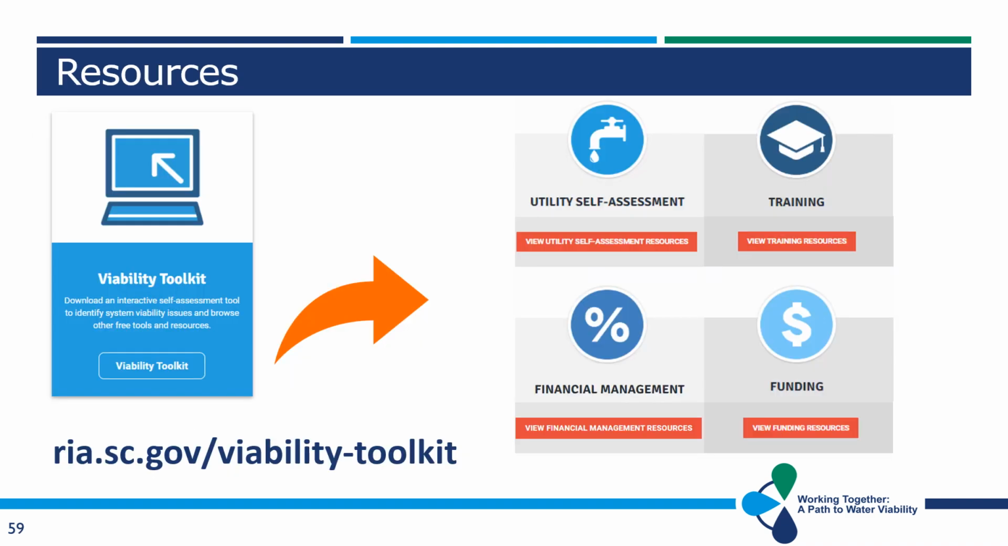After you complete the tool, we would encourage you to share the results with your board or council and use the information as an indicator of areas where you may be able to strengthen your utility's health in the long term. We have a number of resources available on the RIA Utility Viability webpage. In the Viability Toolkit, we have links to a curated list of online resources organized by topic. Many of these provide in-depth information on steps you might take to address different issues.